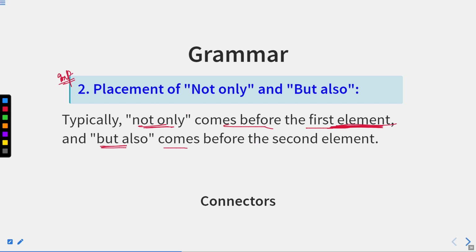And but also comes just before the second element. Here before means immediately before the second element, and the first element should be immediately preceded by not only, because we cannot say not only is somewhere else and the first element is somewhere else. No, not only should strictly come before the first element only.